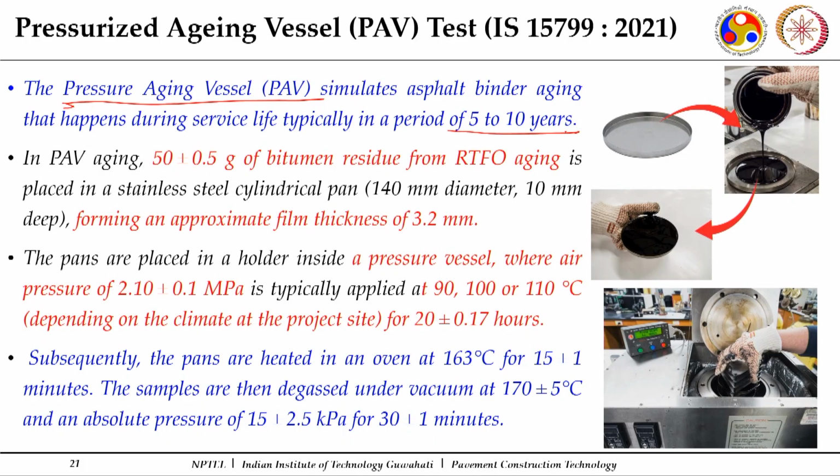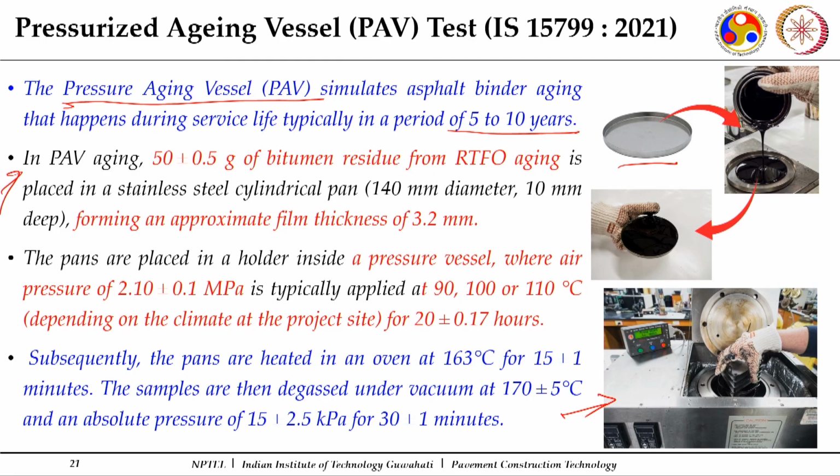You are trying to simulate the aging which can happen for a period of around 5 to 10 years of life. So, in pressure aging vessel, this is how a pressure aging vessel looks like. This is a pic of a pressure aging vessel where actual testing is undergoing. So, here again a pan is there. So, the short term aged binder has to be used for this pressure aging vessel.